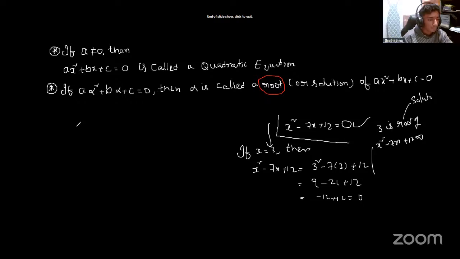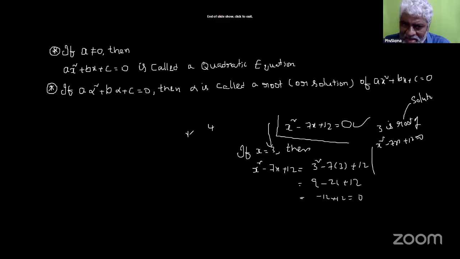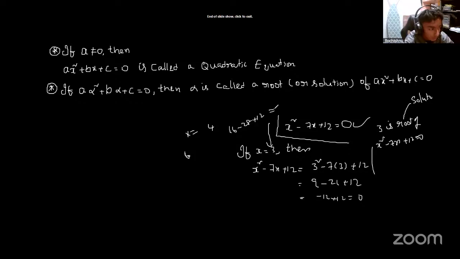At most, how many roots does a quadratic equation have? For example, 3 satisfies this equation, right? 4 also satisfies this equation. Let us see what happens when we put 4 in the place of x. 4 square is 16, minus 28 plus 12. 16 minus 28 plus 12. Is it equal to 0 or not equal to 0? Equal to 0.